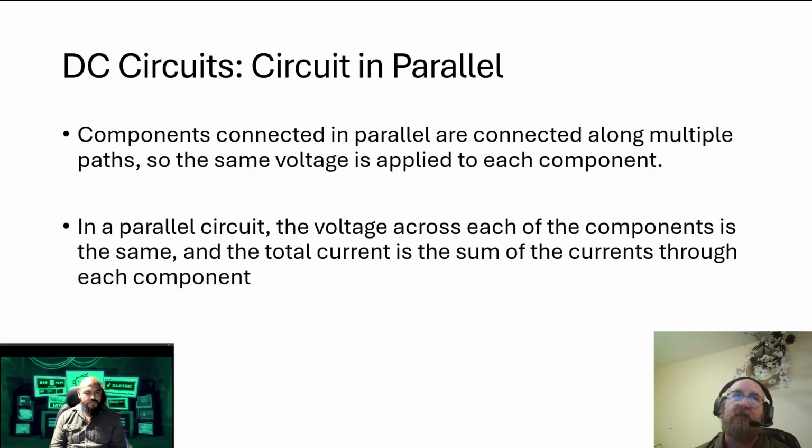A circuit in parallel is something that is connected along multiple paths. Something is in parallel when the same voltage is applied to each component. The voltage across each component is the same, but the current is the sum of the currents through each component. So we just flip things around, right? Now voltage is constant in parallel, and current is not.